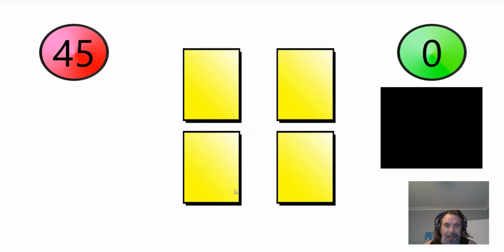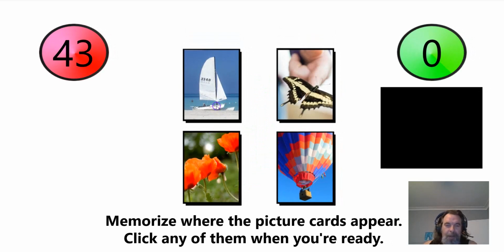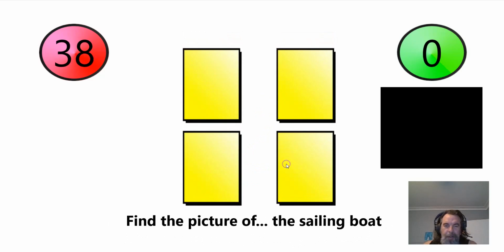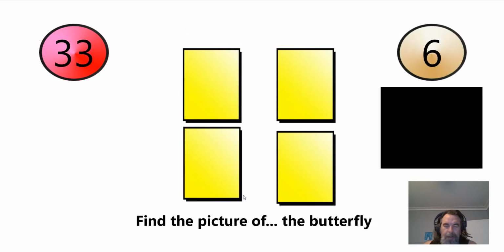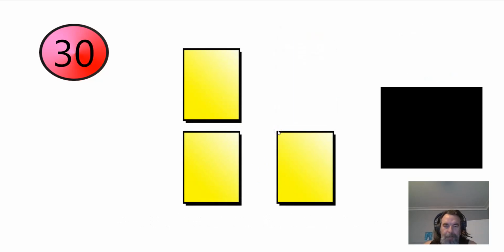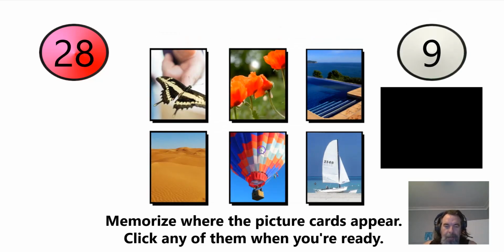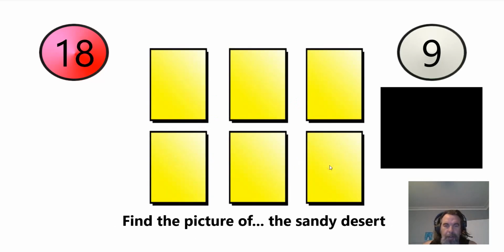3, 2, 1. What's going on? It says a yacht, butterfly, flowers, balloon. Flowers. Butterfly was up here. Okay, memorize the picture card. So we've got a butterfly, flowers. Looks like some sort of roof or pool or something. Pool. Sand, balloon, boat. Alright, sandy desert. Oh. No. There we go.